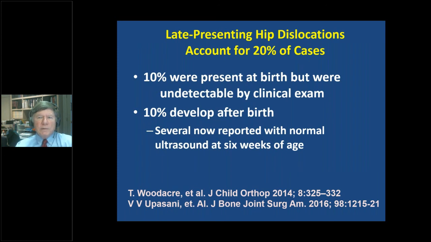Late presenting hip dislocations, like we said, account for 20% of all cases. Now, it's estimated that 10% of those were present at birth, but were undetectable by clinical exam, perhaps because they were fully dislocated and did not go back into the socket. But about 10% actually develop after birth. And several dislocated hips are now reported after a normal ultrasound at 6 weeks of age. So we do know that late presenting dislocations can occur, and that's a good reason to continue repeated examinations through the first year of life.